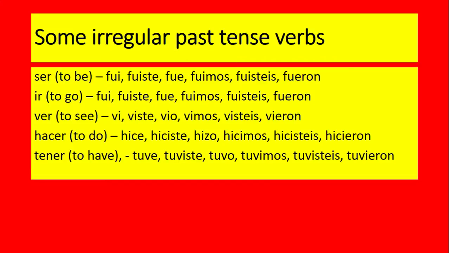In the past tense, ver, so I saw, you saw, he saw, etc., goes vi, viste, vio, vimos, visteis, vieron. Hacer goes hice, hiciste, hizo, hicimos, hicisteis, hicieron. And tener goes tuve, tuviste, tuvo, tuvimos, tuvisteis, tuvieron. So those ones you just need to memorize separately. They're completely irregular, but there are sort of similarities. The we ending always ends in mos. The you plural has the eis, and you've got the ron in the third person plural. So it's not like they're crazily different.